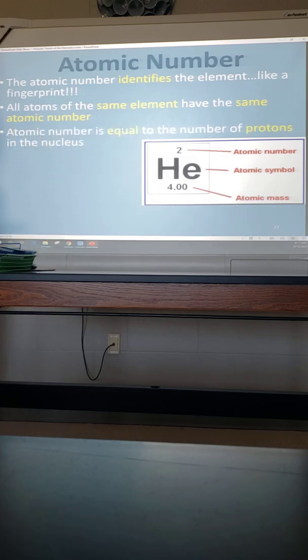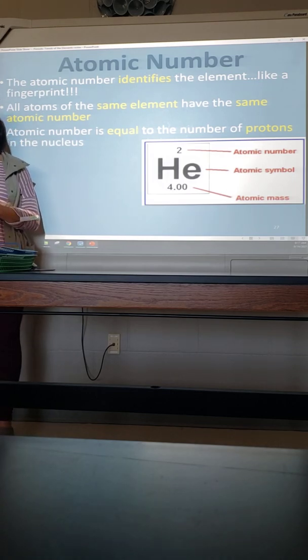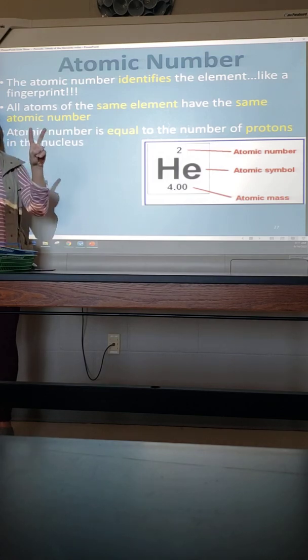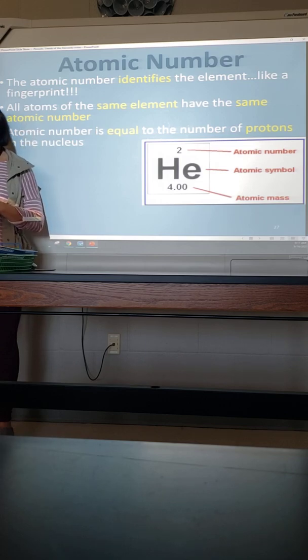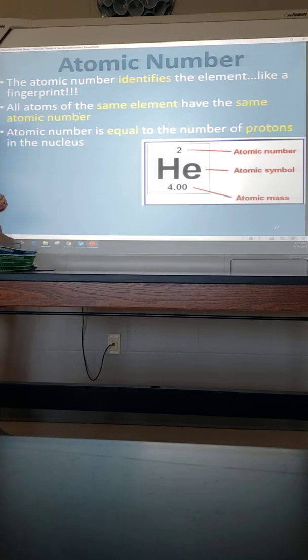So, the atomic number is based on the number of protons for that element. Every helium atom in the entire universe has 2 protons. If it doesn't have 2 protons, then it's not helium anymore. It's maybe hydrogen, or maybe it bumped up to lithium. It has to have 2 to be helium, okay? So the proton number is what identifies the atom.